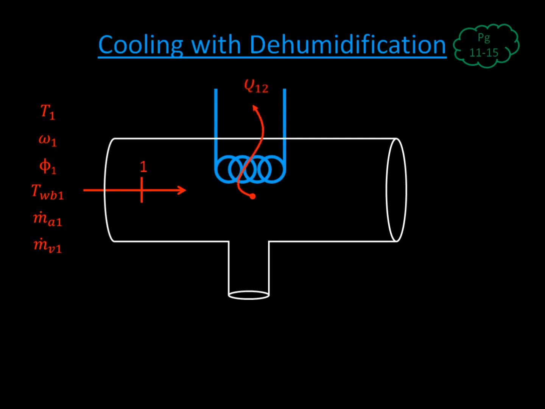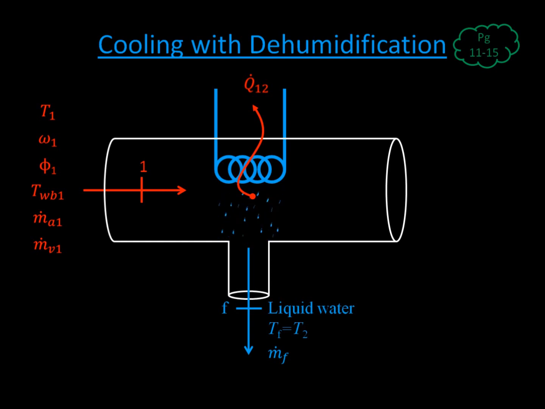And again, I'm going to draw heat out of my system from state 1 to state 2. In doing so, I cool it below its saturation temperature at that pressure, at atmospheric pressure. And now condensation forms. So that vapor that was in that atmospheric air, some of it is condensing and draining out of the system. So now I have some mass flow rate of liquid water, some fluid, exiting at the bottom of my system within my control volume.